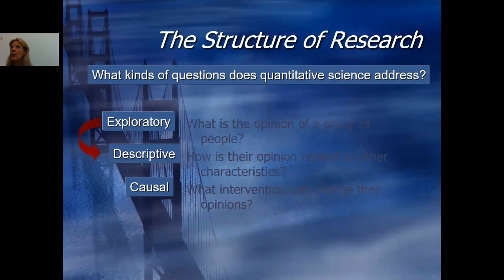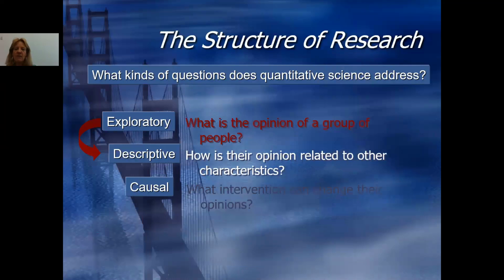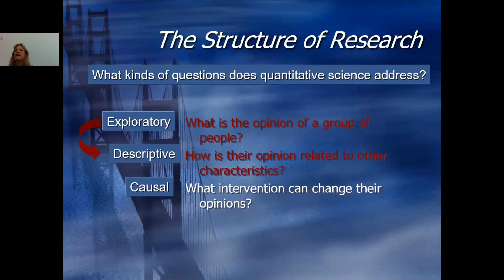So what kinds of questions does quantitative science really address? When we talk about it, we talk about exploratory, and some of you were mentioning some of those kinds of studies. So what's the opinion of the group of people? What does the problem look like in this population? What is the relationship between these variables? That becomes a little more descriptive. How is the opinion related to other characteristics? And then causal. Are there interventions that can change something?